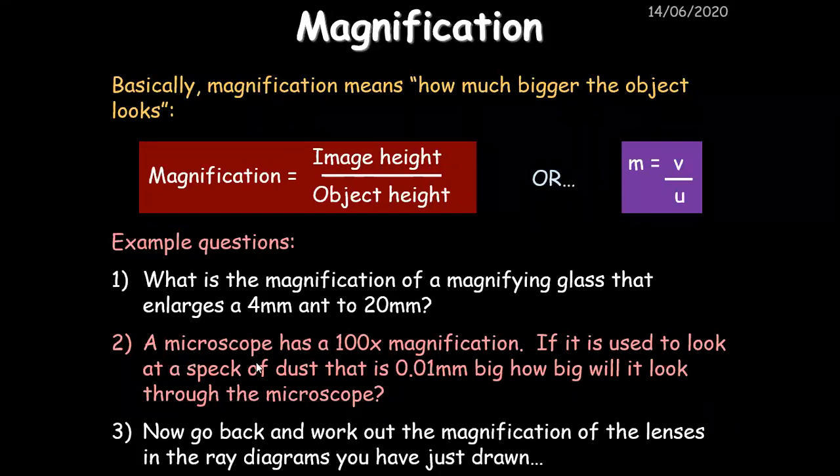The second one, a microscope has 100x magnification, so 100 times. So it makes something 100 times bigger. That's what the X means. If it is used to look at a speck of dust 0.01 millimeters big, how big will it look through the microscope? So now, the object height, the actual height here is 0.01. We put it down at the bottom here. The magnification is 100. So if we want to find out the image size in the microscope, we just do 100 times 0.01. So I'll get an answer of 1 millimeter. Okay, 1 millimeter.